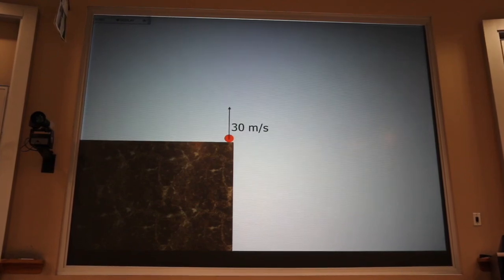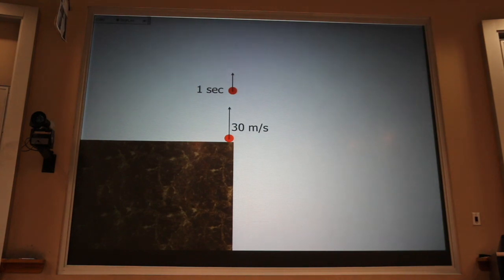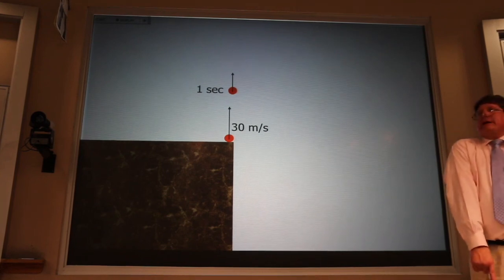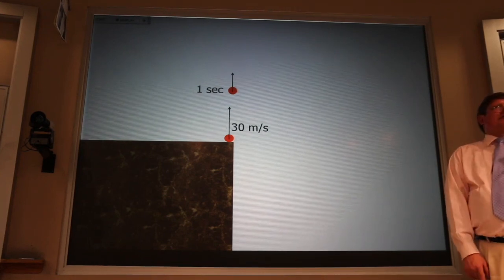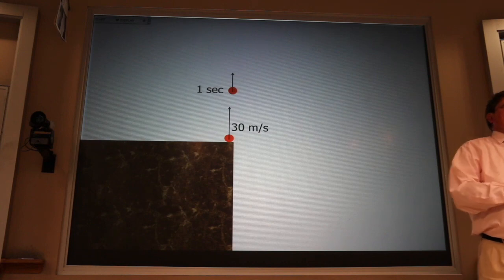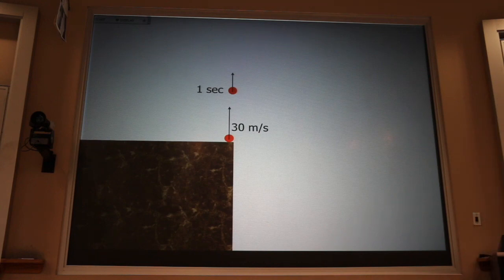You throw the ball straight up at 30 meters per second. 1 second later, how fast is it going? People shout it out. 20. That's what an acceleration of 9.8, call it 10 down means. Every second that goes by, you take your velocity and you add 10 meters per second down. So it would be 20. A second after that, you take the 20 up and you add 10 down, you get 10 up. A second later, you take the 10 up, you add 10 down, you get 0.